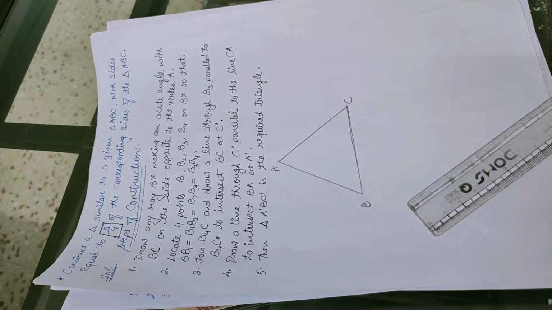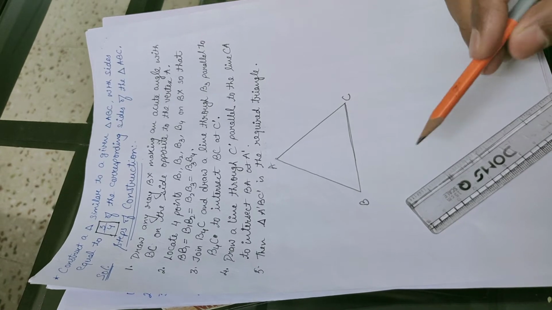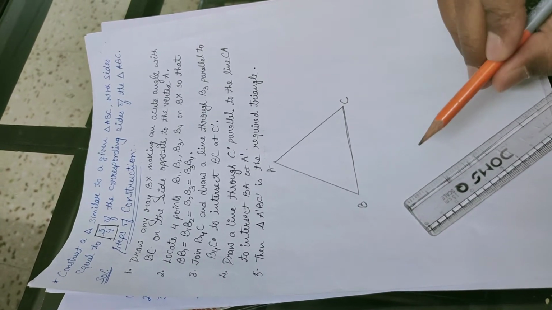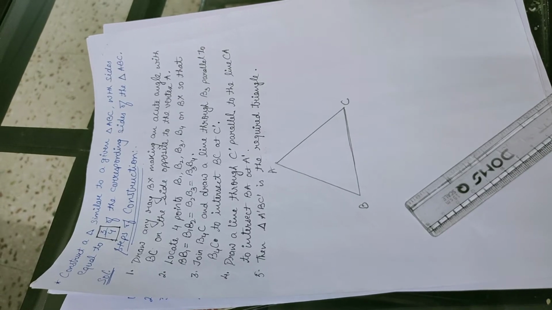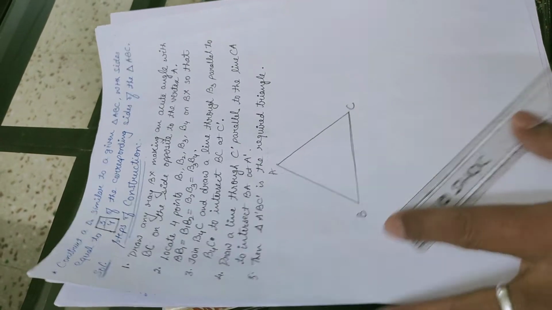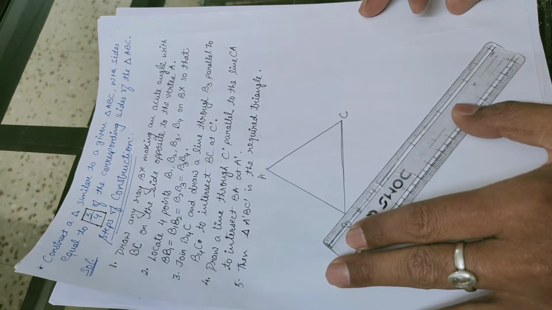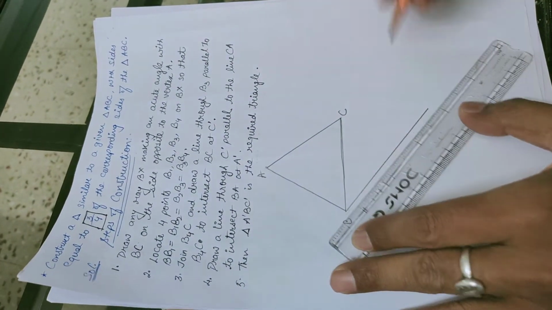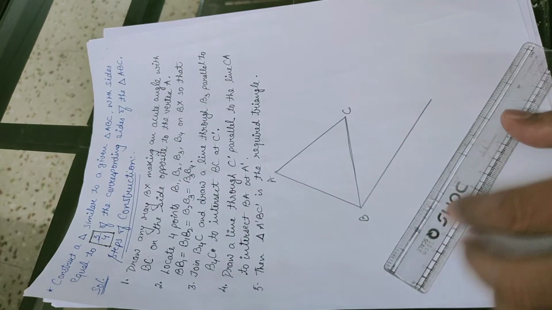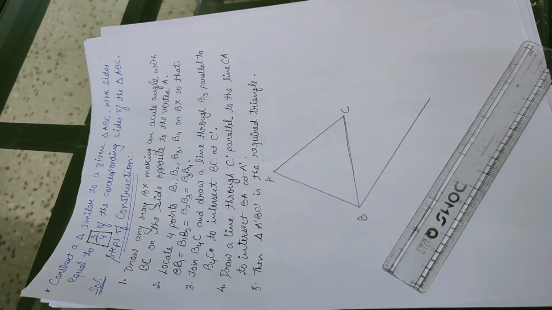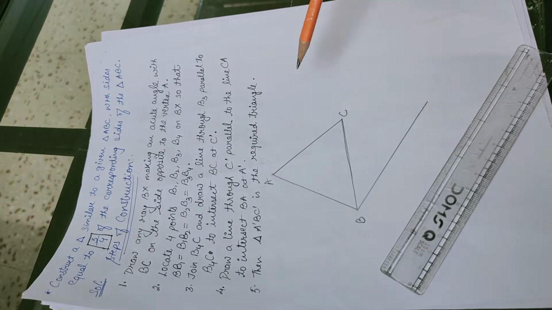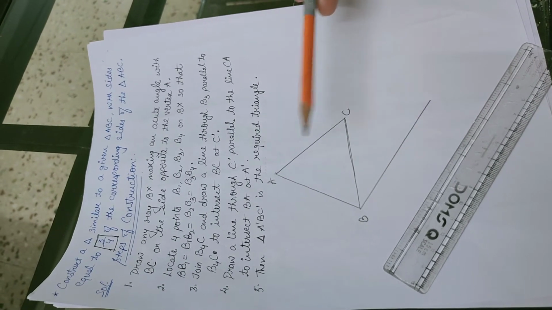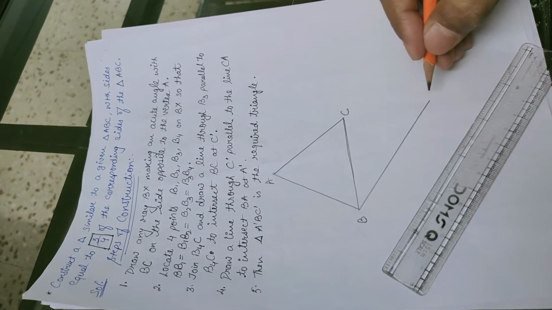Now, what we are supposed to do here is, we will draw a ray BX making an acute angle with BC, on the side opposite to the vertex A. So this is my ray BX.